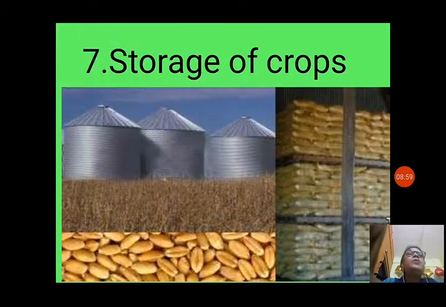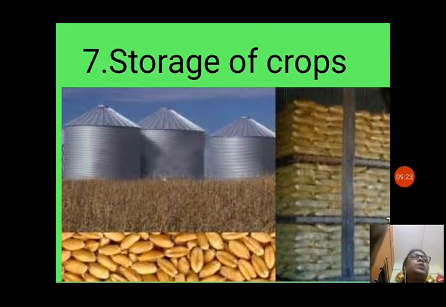Now after harvesting the crop, we should store it properly, because every time we cannot grow each and every crop. We have to store these crops after harvesting for the whole year, and each crop has a different season. In every season we cannot grow every crop. That's why we have to store the crops for the whole year, so throughout the year we can use the same crop, the same production.